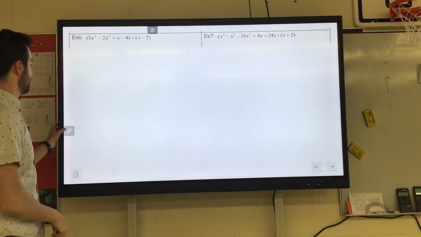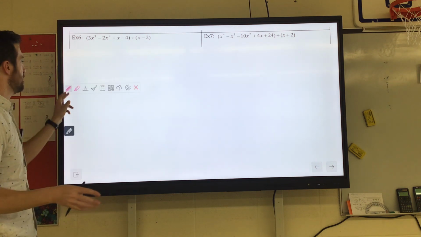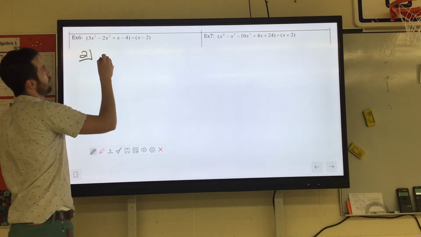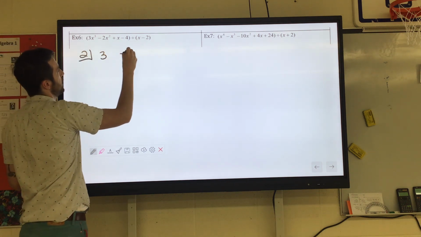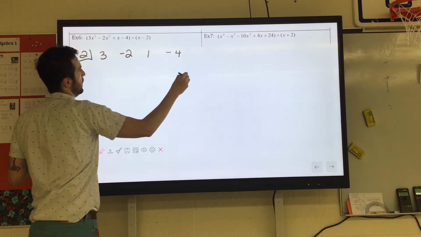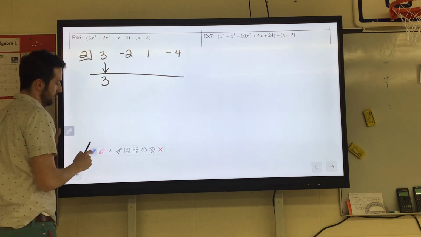All right, example 6, we're dividing by x minus 2. So what are we going to put in the box? A positive 2. We write the coefficients, 3x to the third, negative 2x to the second, 1x to the first, and then a minus 4 back there. Always bring down our first digit.